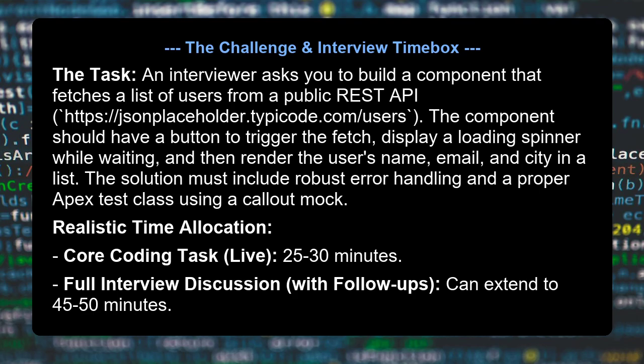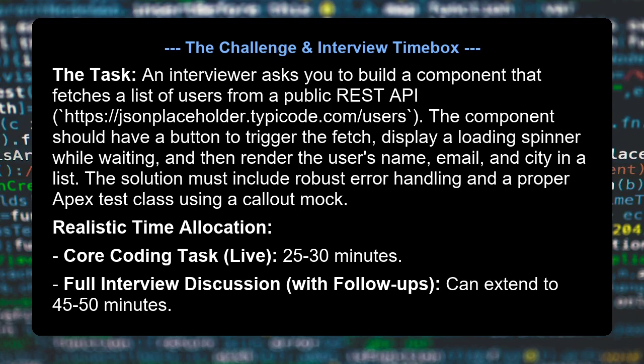The task: an interviewer asks you to build a component that fetches a list of users from a public REST API, https://jsonplaceholder.typicode.com/users. The component should have a button to trigger the fetch, display a loading spinner while waiting, and then render the user's name, email, and city in a list. The solution must include robust error handling and a proper Apex test class using a callout mock.